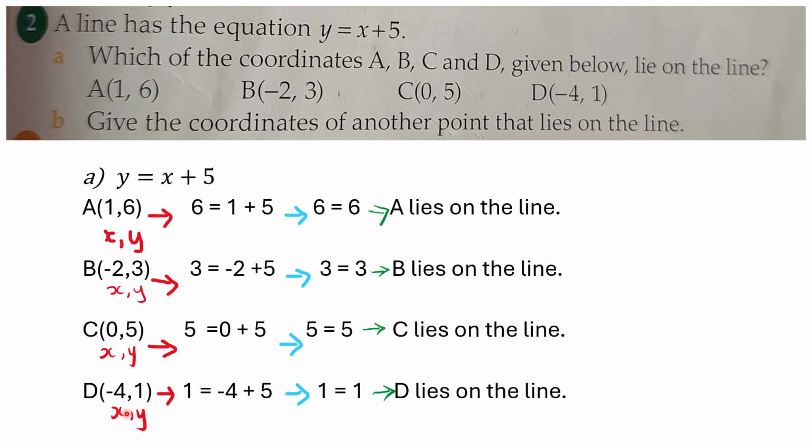D, minus 4 comma 1. Here the x coordinate is minus 4, the y coordinate is 1. We just substitute in the equation. So 1 equals minus 4 plus 1. Again, one is minus, another is positive, so we should do the subtraction. 5 minus 4 is 1. 5 is the bigger number, it has the positive sign, so plus 1. 1 equals 1. That means D lies on the line.